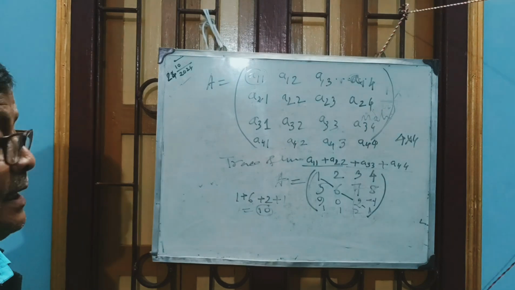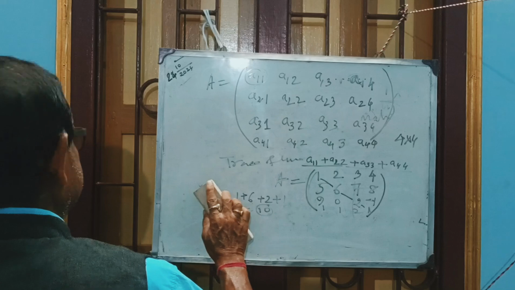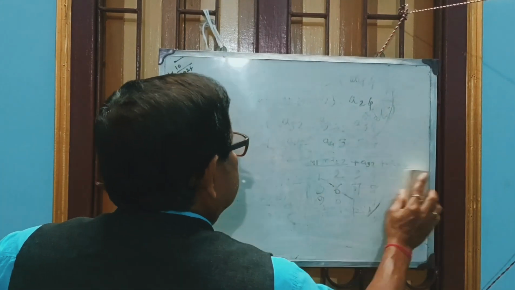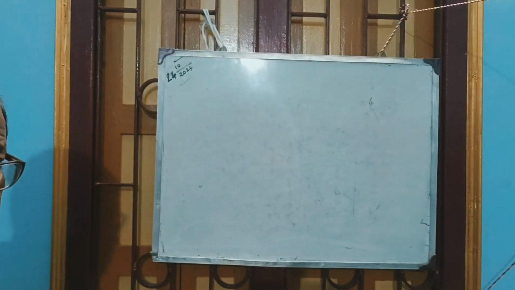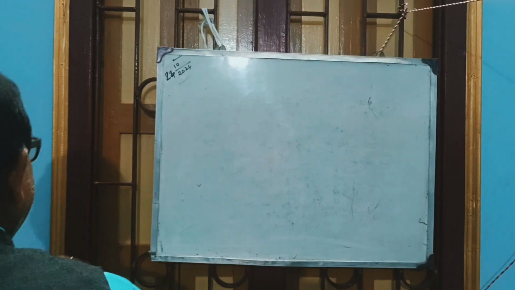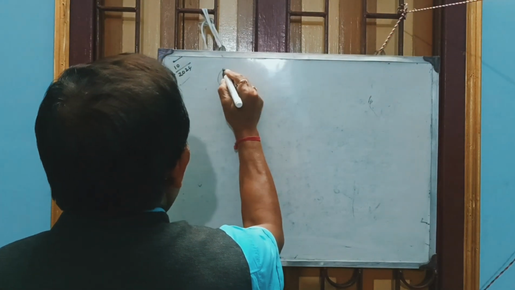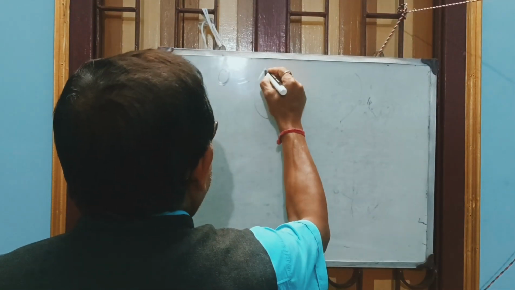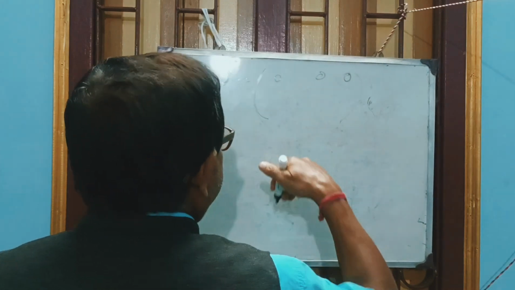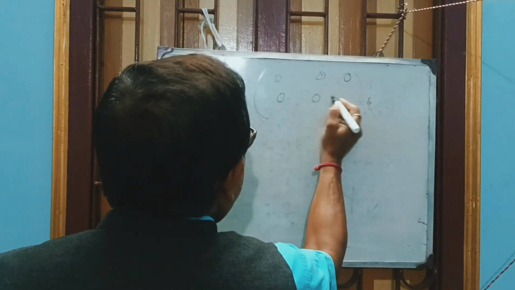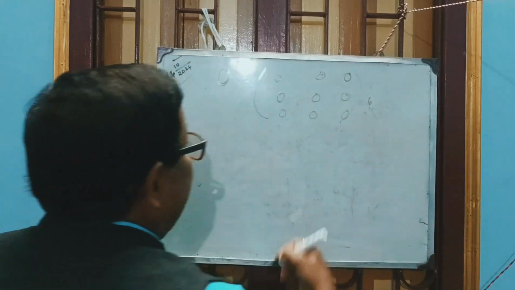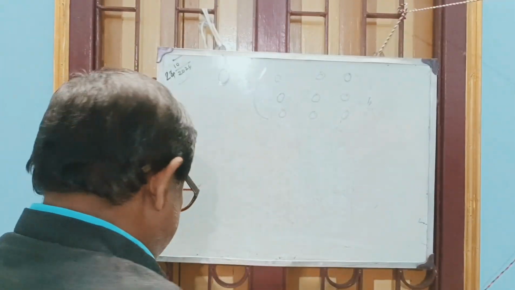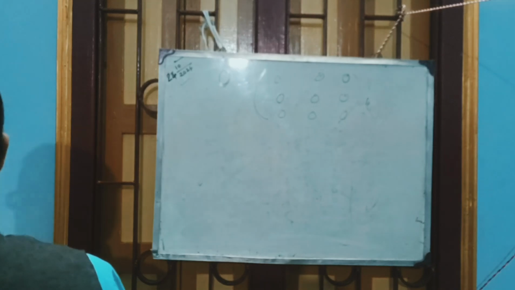Next, null matrix. If all the elements of a square matrix are 0, that is called a null matrix. Null matrix, denoted O, has all elements equal to 0. That is called the null matrix.